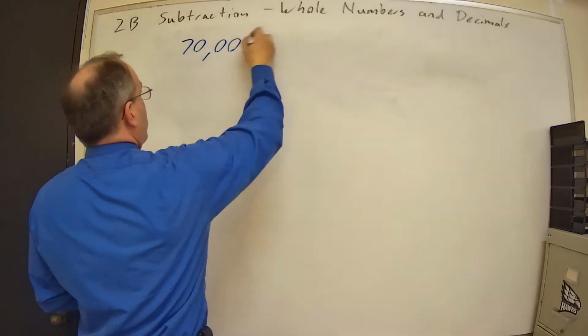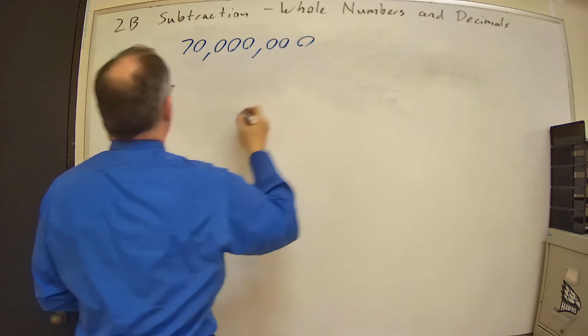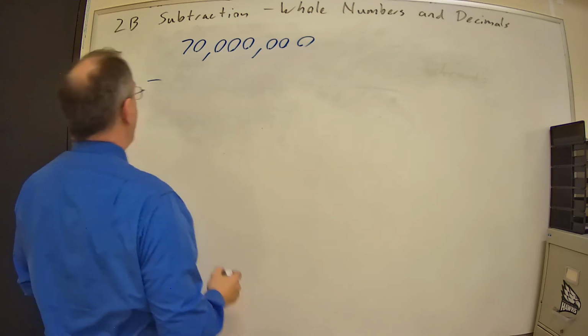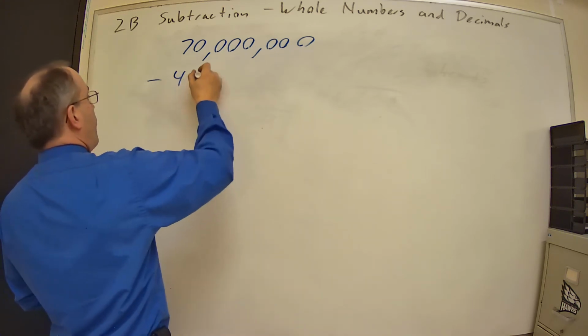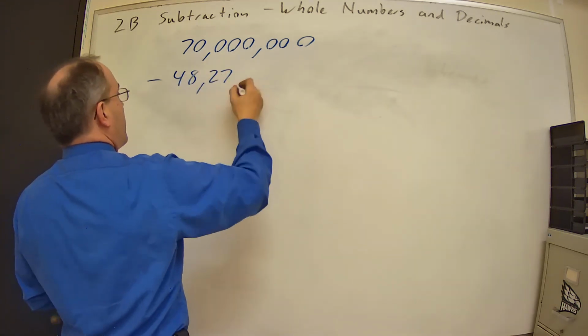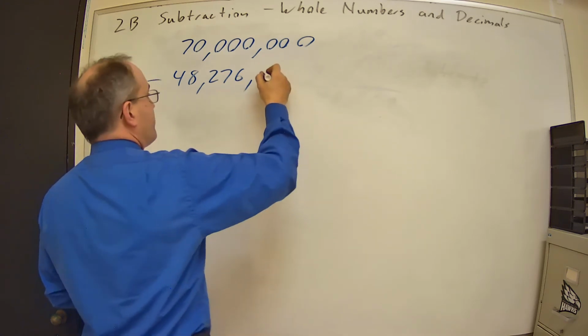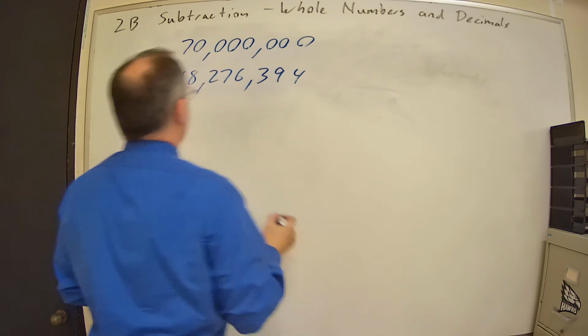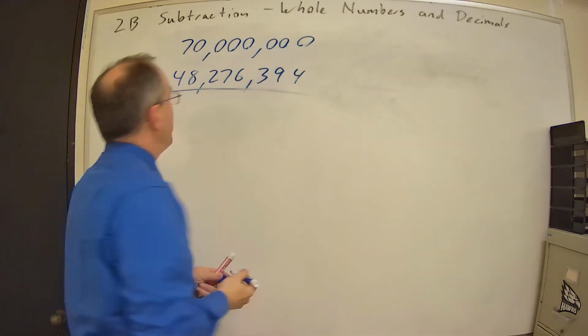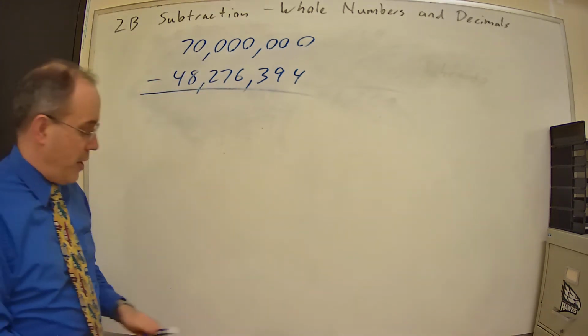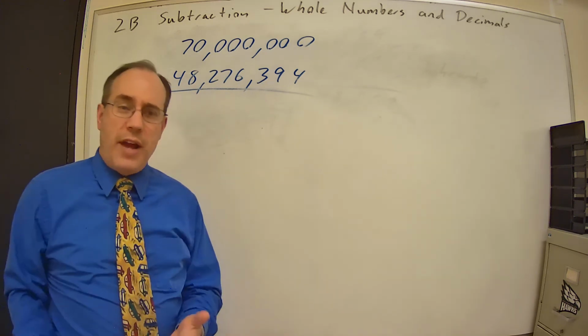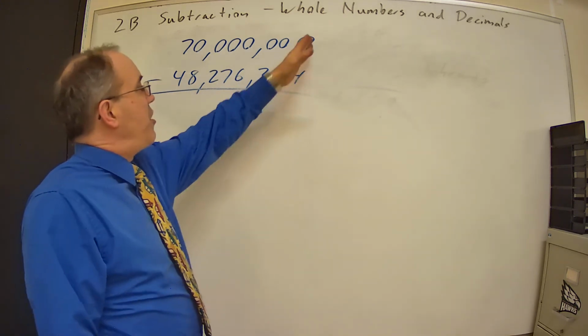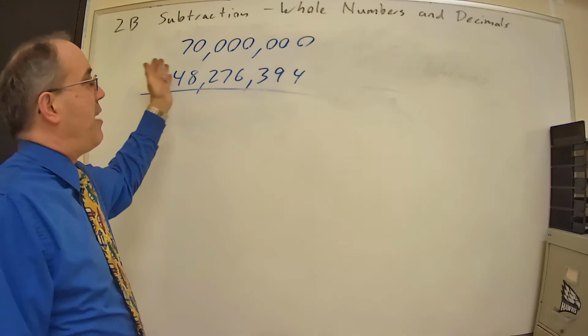$70 million minus 48,276,394. That's a pretty big number to subtract. And you'll notice that for subtraction, we start from the right and work our way left.